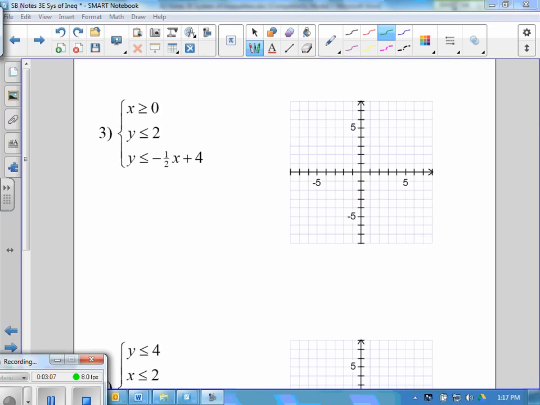Now we have 3 inequalities. This isn't any different. We just are going to have 3 different boundaries on our graph and find one region that satisfies all 3. The line x is greater than or equal to 0 is simply going to be cutting through the x-axis at 0. This is the equation of the y-axis, so it's going to go right here. You should extend your arrows a little beyond the grid so you can see that you have a line there. Our shading would be to the right because it's greater than.